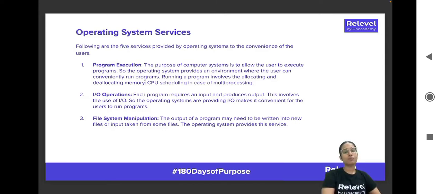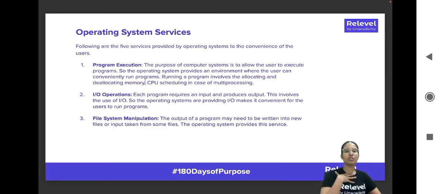The first is program execution. The purpose of using computer systems is so that the users can execute programs. And what is a program? A program is nothing but a set of instructions. So the overall purpose of using computer systems is always to allow the users to execute programs. The operating system provides an environment where the user can conveniently run their programs. Running a program involves allocating and deallocating memory, and CPU scheduling in case of multi-processing.